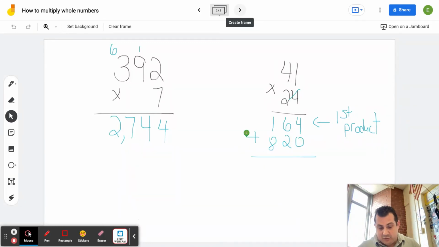Now I'm going to add them up, and that is my second product. Okay, so these are all partial products. That's my first product. That is my second product. Now we're going to add them up. So 4 plus 0 is 4. 6 tens plus 2 tens is 8 tens. 1 hundred plus 8 hundreds is 9 hundreds. So 984 is our product right there, 41 times 24.